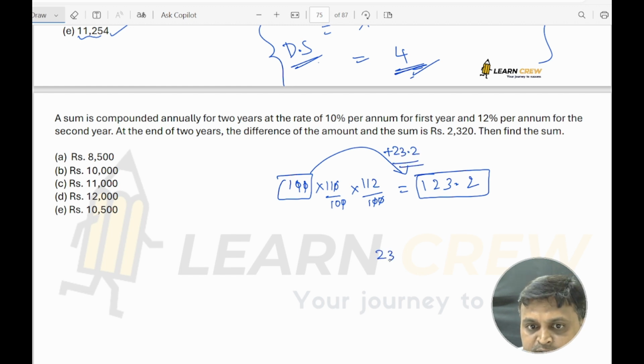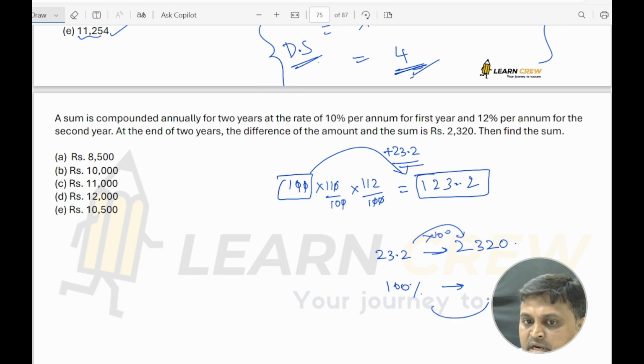And this 23.2 rupees, as per the question, at the end of 2 years, the difference of the amount and sum is 2320. This 23.2 is given as 2320. Then find the sum. Principal is how much? 23.20 is 2320, means into 100 times. So 100 into 100 times would be 10,000. So the sum is 10,000.